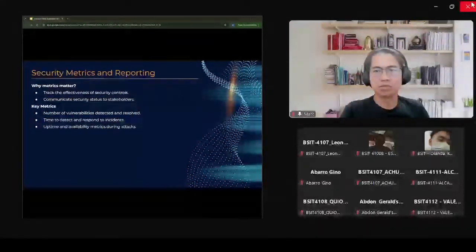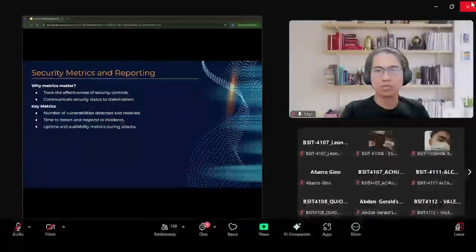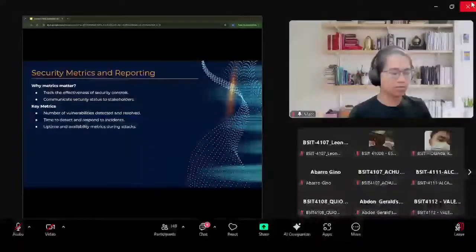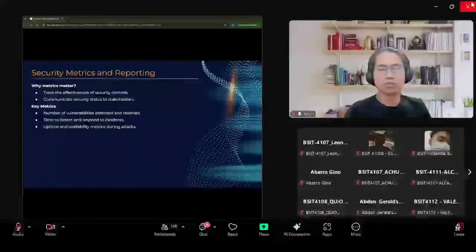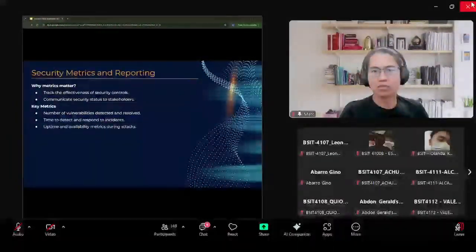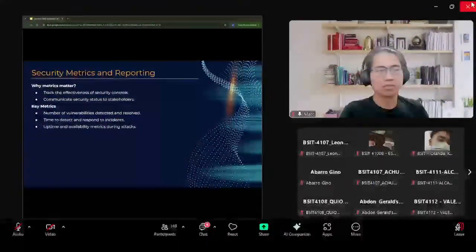Now let's discuss how these metrics contribute to continuous improvement. One is actionable insight. By identifying trends, such as recurring types of vulnerabilities or longer than expected response times, you can prioritize areas that need attention. Another is benchmarking. Comparing metrics over time or against industry standards helps set achievable security goals. Another is resource allocation. Metrics reveal where investments in tools, training, or staffing are needed to enhance security effectiveness.